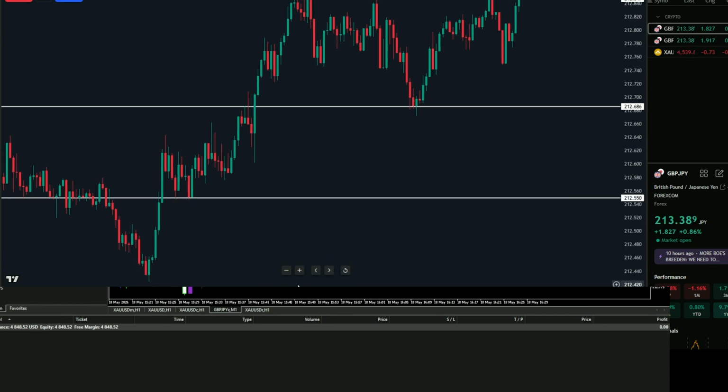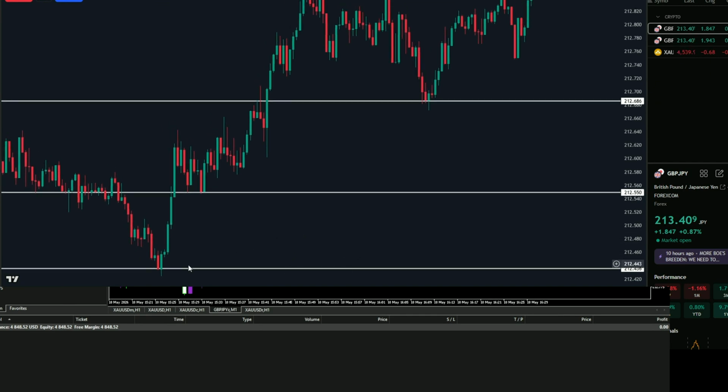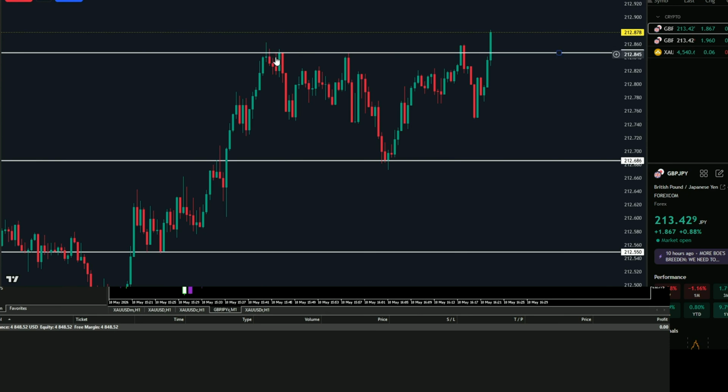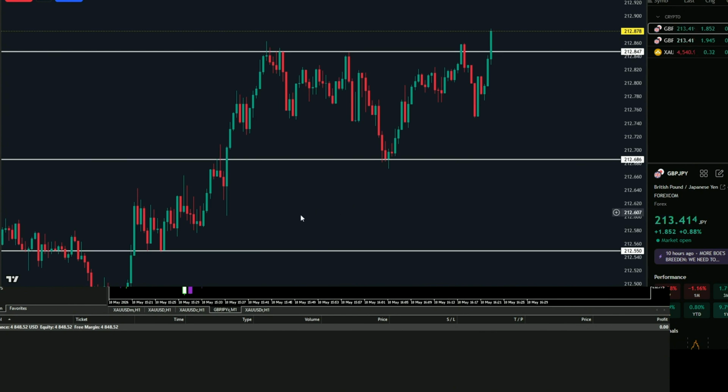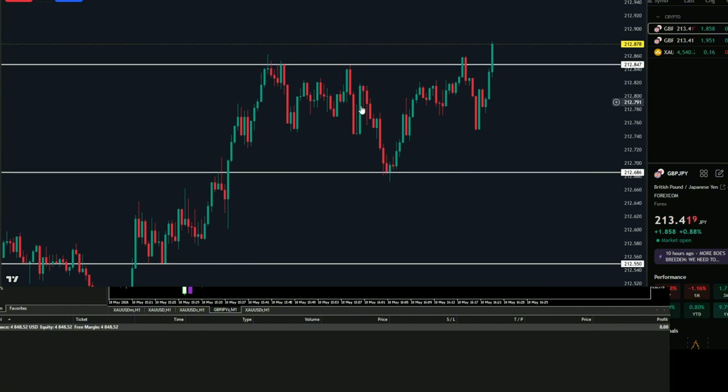Then our market structure: you can clearly see that the market has been forming a series of higher lows, higher highs, higher lows, higher highs, higher lows, then higher highs, and then higher lows. So the market structure is bullish, which is an uptrend. Then we are going to determine our market bias from here.